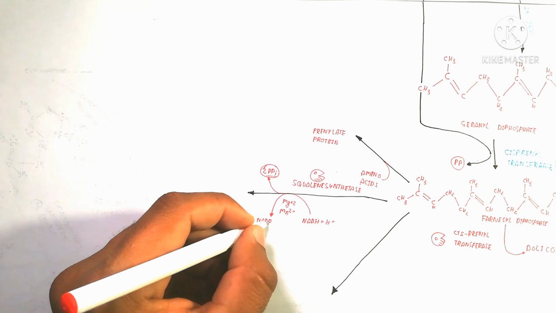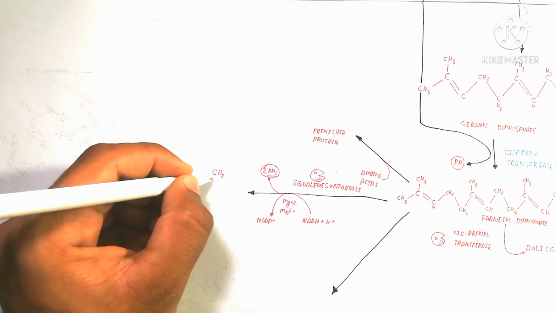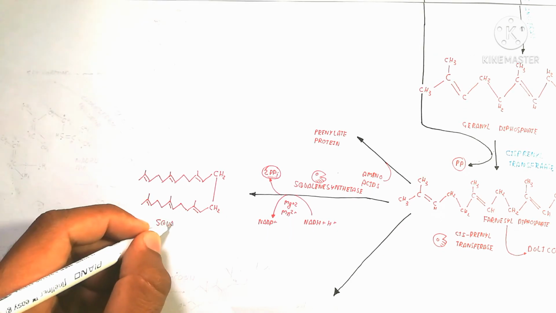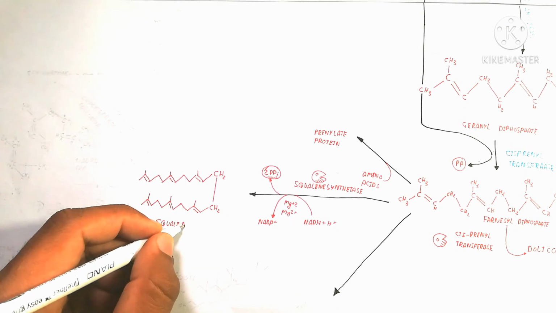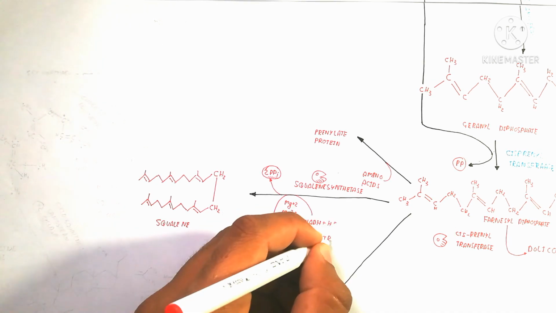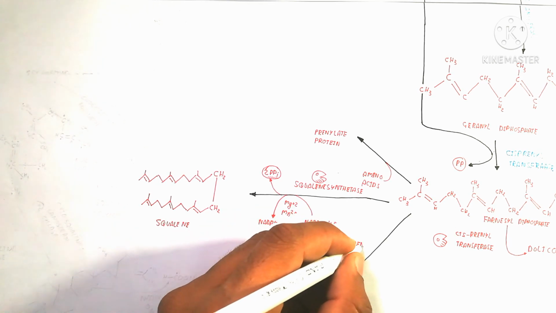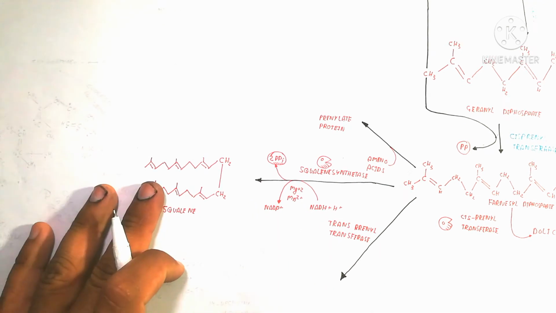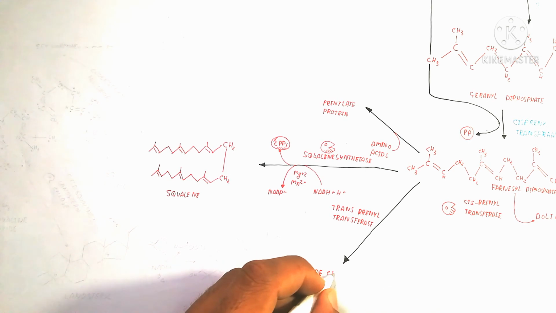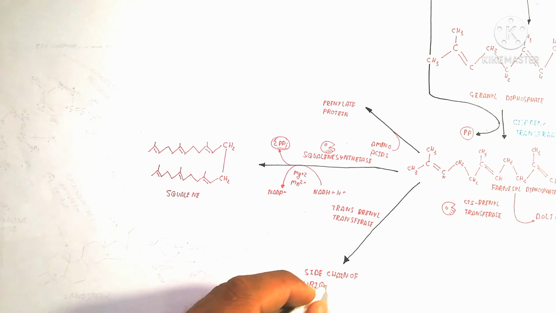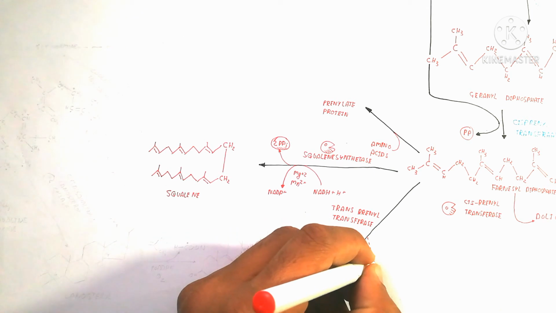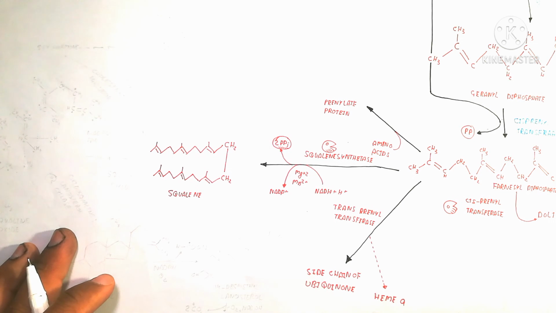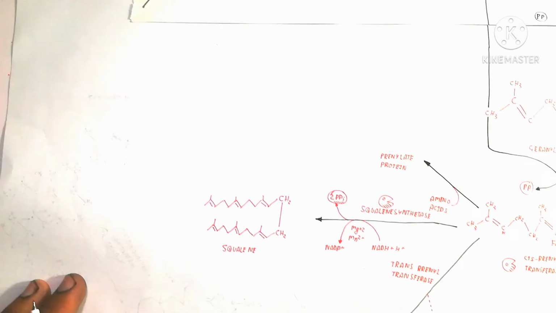the squalene synthetase enzyme produces squalene by releasing 2 phosphate groups, with the action of NADPH to produce NADP plus, and magnesium and manganese as cofactors. That squalene is the very important compound which produces cholesterol. But on the other hand, one more thing: here a transprenyl transferase enzyme is used to produce the side chain of ubiquinone and heme A.